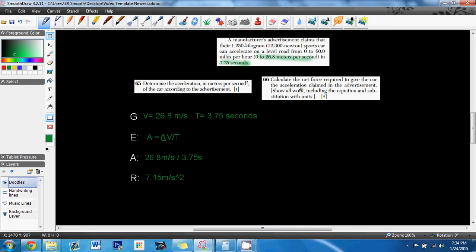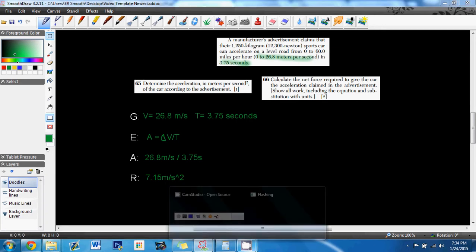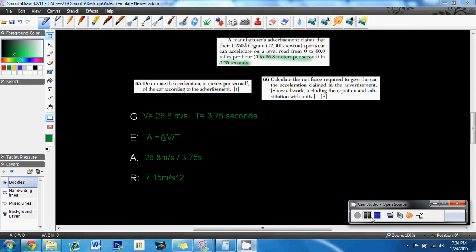Alright, so now let's do number 66. Let's move on to question 66. It asks, calculate the net force required to give the car the acceleration claimed in the advertisement. So we're trying to find the net force. The equation for net force is mass times acceleration. We just found our acceleration, which is 7.15 meters per second squared.